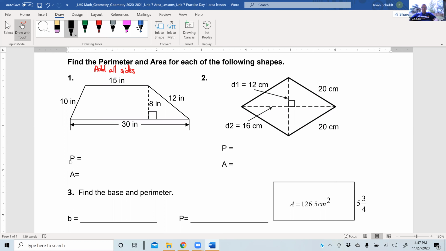So for the perimeter, I'm going to do 10 plus 15 plus 12 plus 30. If I add all of those up, I'll get 67 inches. There's my perimeter.